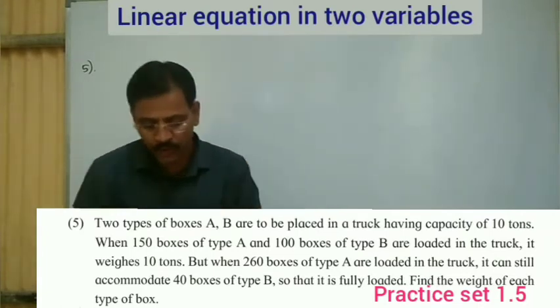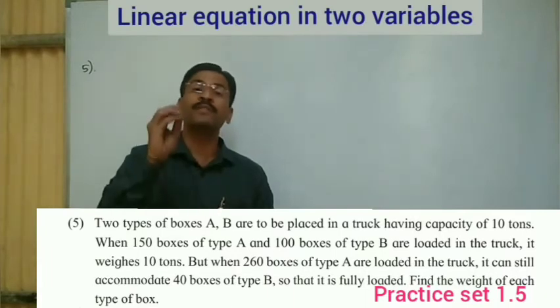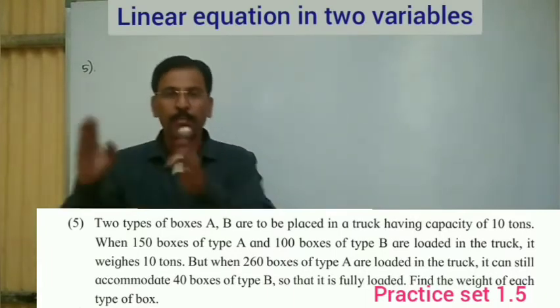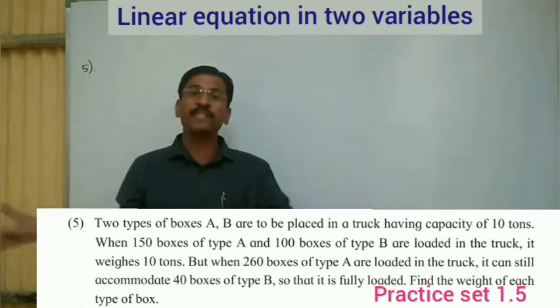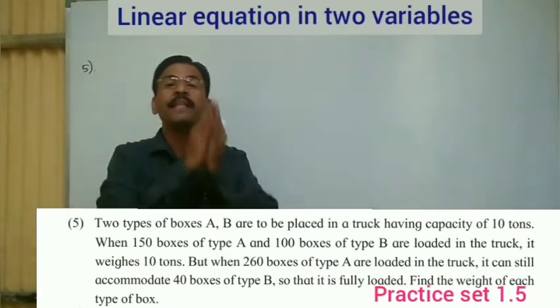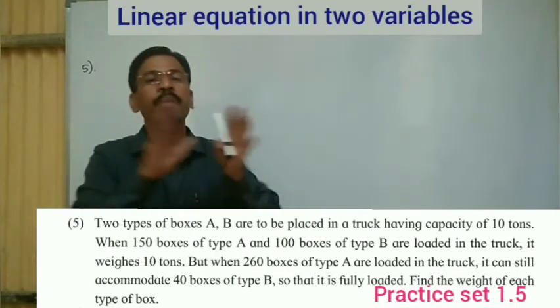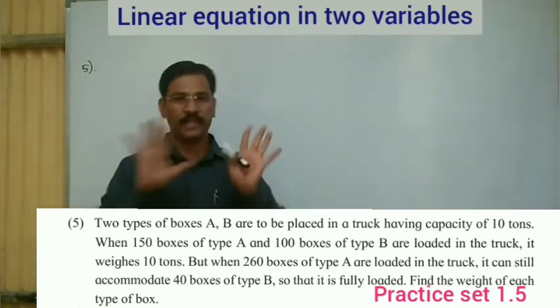We are given 150 boxes of A and 100 boxes of B. When these boxes are loaded in a truck, the truck's capacity, that means 10 tons, will be completely loaded. This is the first condition.